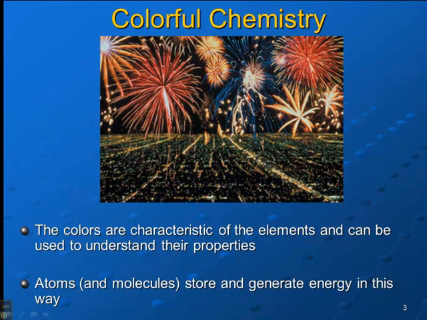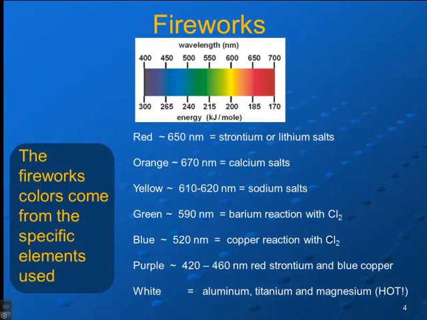And this has been used for thousands of years to make fireworks. The Chinese started this thousands of years ago, and each of the different colors you'll see as a firework explodes is because it contains a different kind of atom or molecule, actually, a metal. And each of the metals give off a characteristic color. And I've listed just some of these.